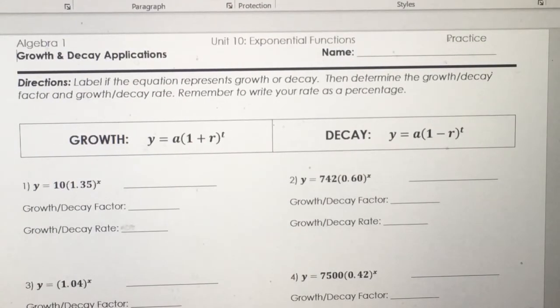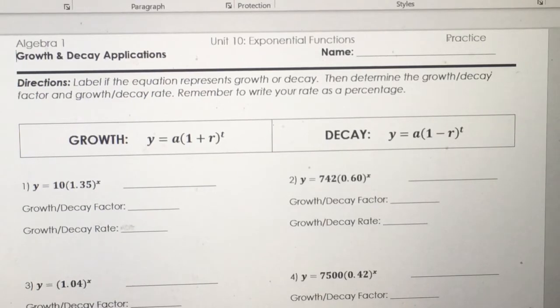So this is going to be your practice today. First part of it, I'm going to go over numbers 1 and 2 on my whiteboard, and the directions say label if the equation represents growth or decay, and determine the growth decay factor and the growth decay rate. And it says remember to write your rate as a percentage. Okay? So you see the two equations, they'll be at the top of your page, and 1 plus r and 1 minus r are the decay factors.